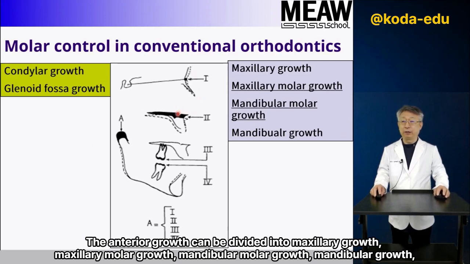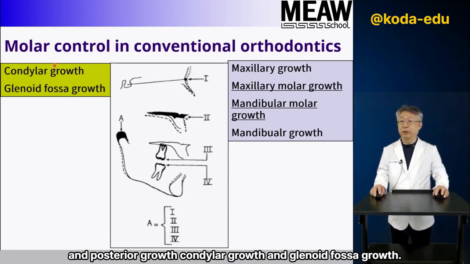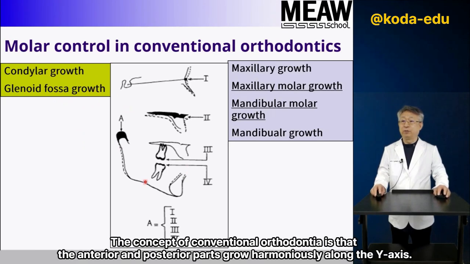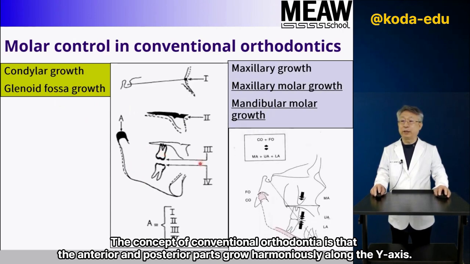The anterior growth can be divided into maxillary growth, maxillary molar growth, mandibular molar growth, mandibular growth, and posterior growth, condylar growth and glenoid fossa growth. The concept of conventional orthodontia is that the anterior and posterior parts grow harmoniously along the axis.